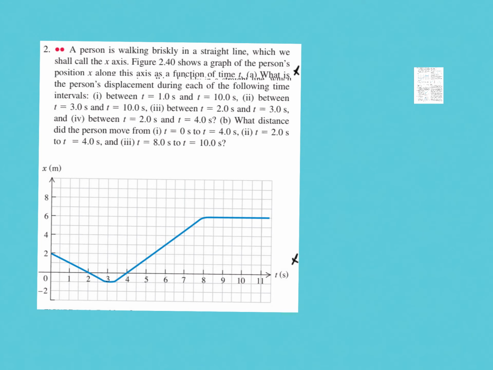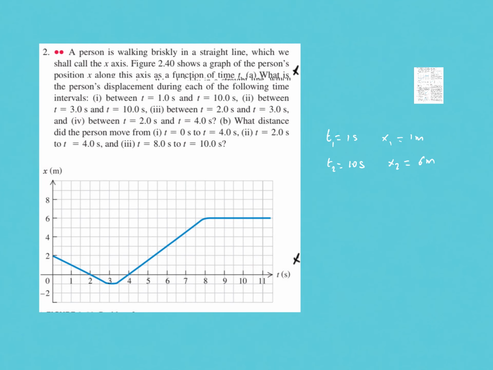Please read carefully, try to solve it by yourself, and come back. So for this problem, you need only to read the graph. It says that you have to find what is the person's displacement during each of the following times. Well, I will do only one: at t equal 1 second and t equal 10 seconds. You do all the others, and I'll do part b.